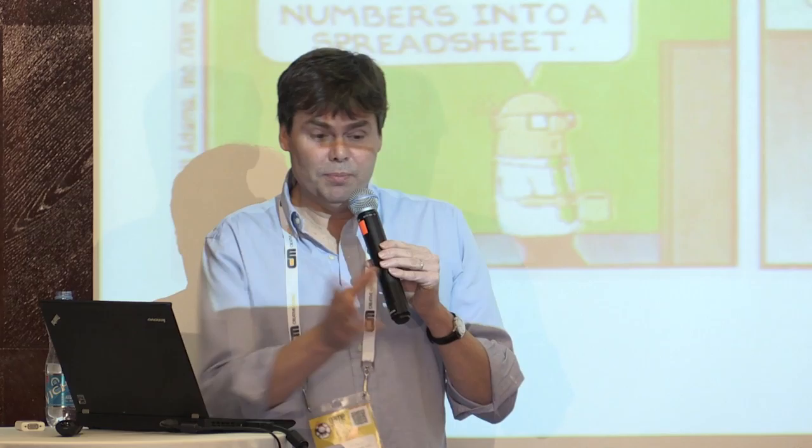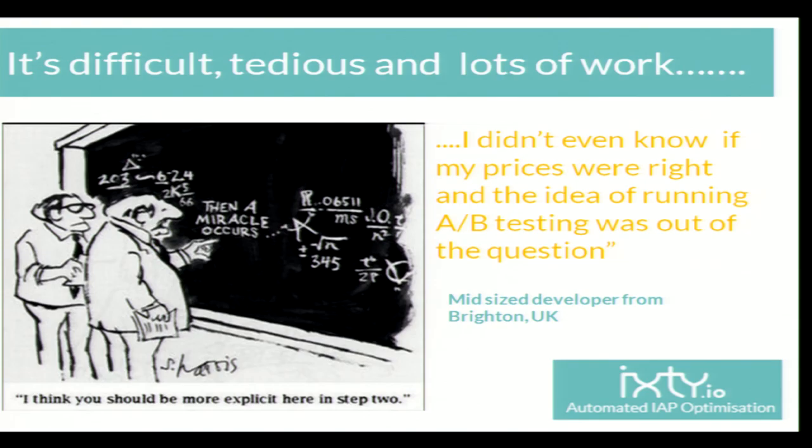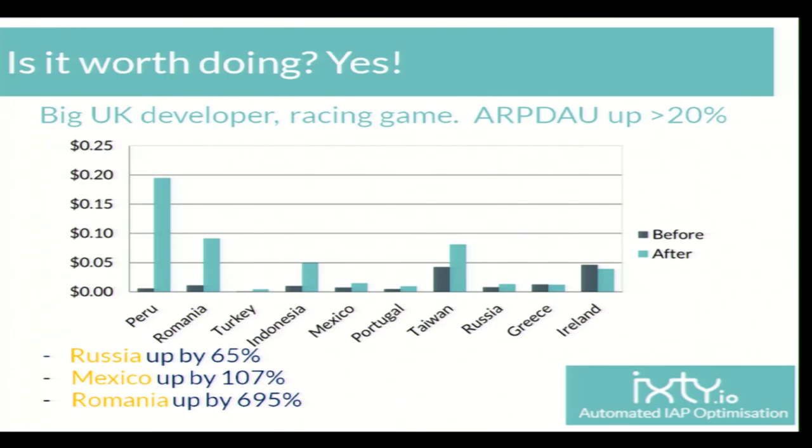And then he said, it was difficult, it was tiring, it was hard work. And then he said, I don't even know if the prices I picked were right, as I explained with the data earlier, it's not obvious. And he said, and the idea of then, on top of having installed 3,200 prices, of doing A/B testing on those again and again, he said, forget it. I don't have time. I've got better things to do. There's the problem. But is it worth doing?